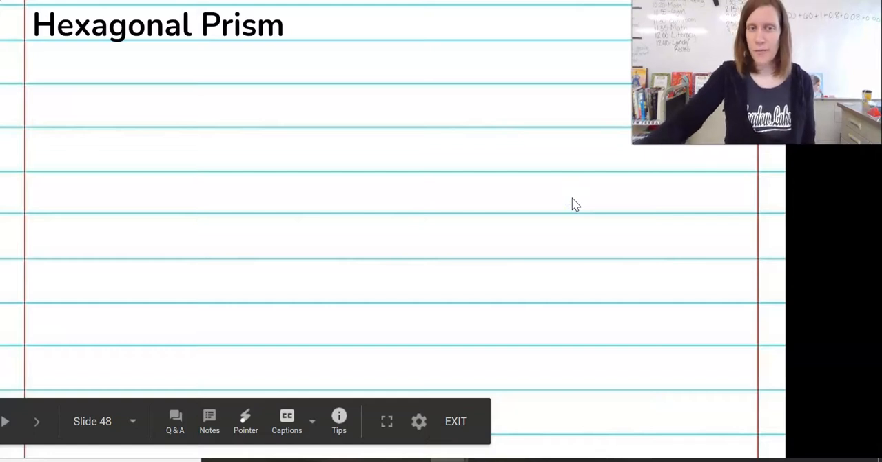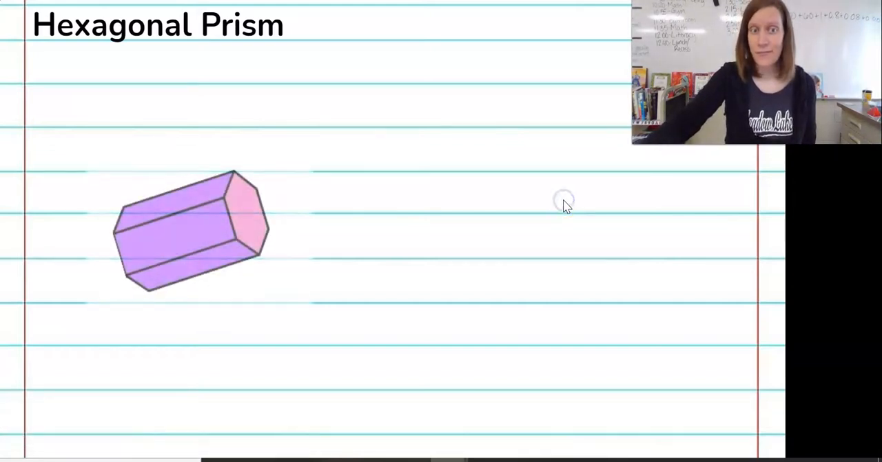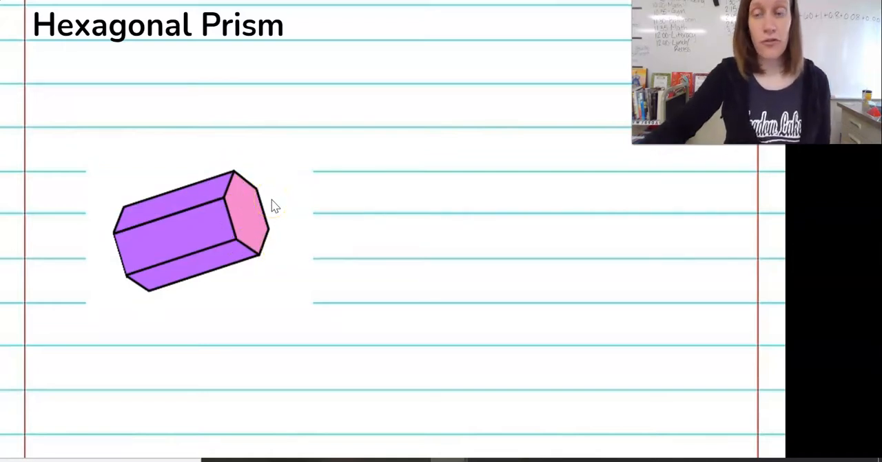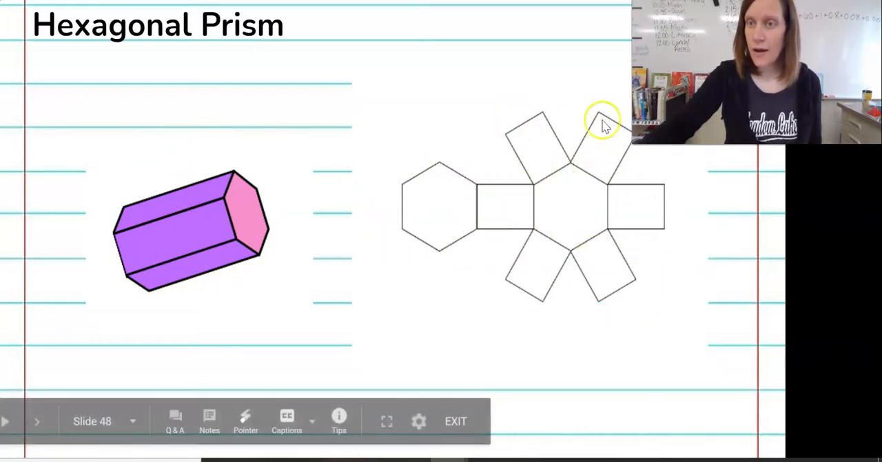A hexagonal prism. Well, a hexagon has 6 sides. So I'm going to see my base has 1, 2, 3, 4, 5, 6 sides. And those 2 bases, because it's a prism, are going to be connected by rectangles. So if I wanted to draw that, it would look like this. 2 hexagons connected by rectangles.